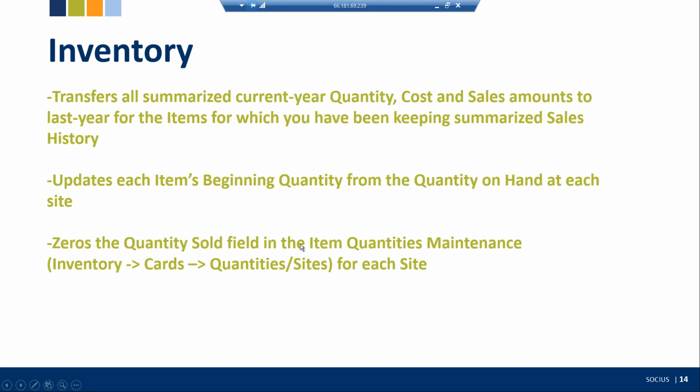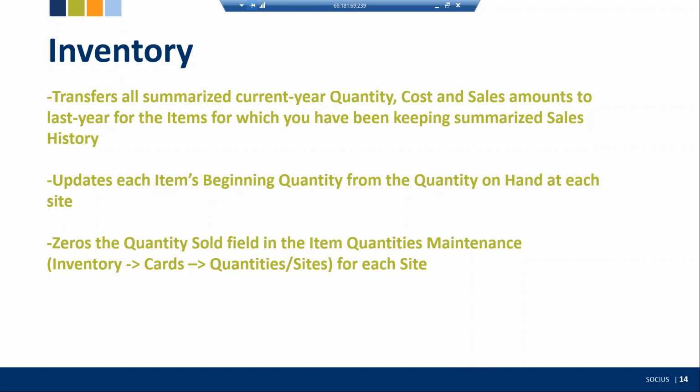So what does that year-end process do? Well, it does several things. First of all, it transfers all of your summarized current year quantity, cost, and sales to last year. Let me finish that sentence, and then I'll explain that a little bit: for items for which you have been keeping summarized sales history.